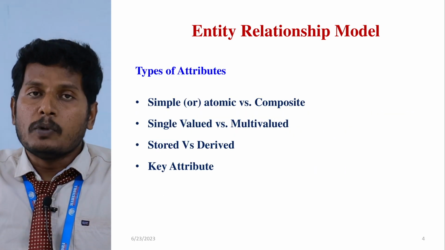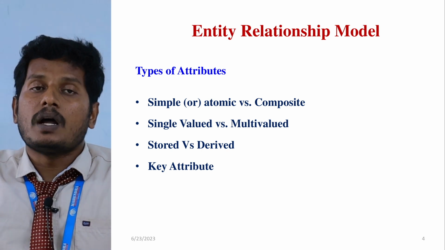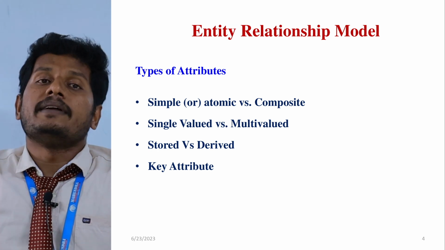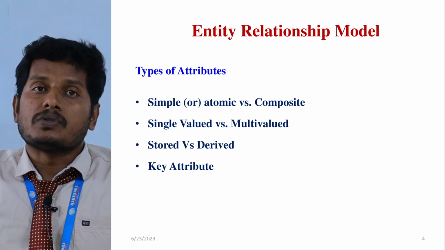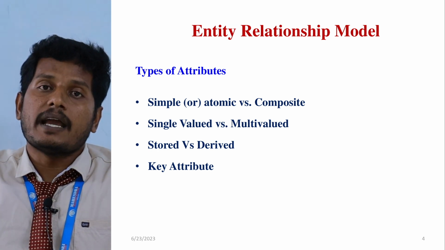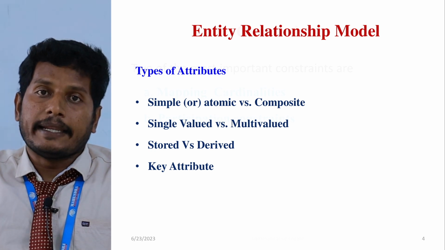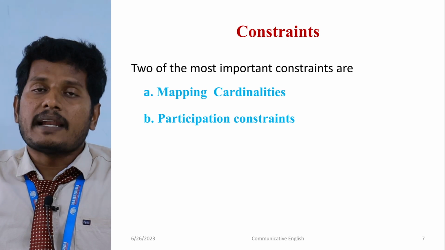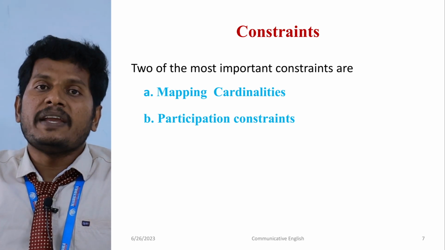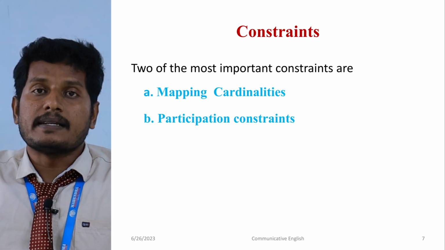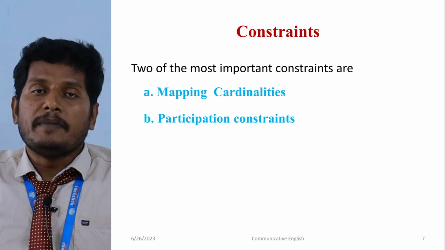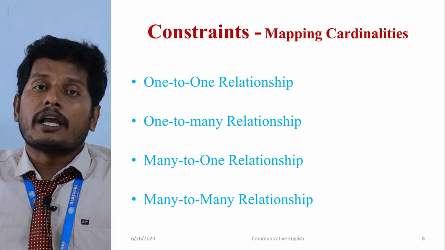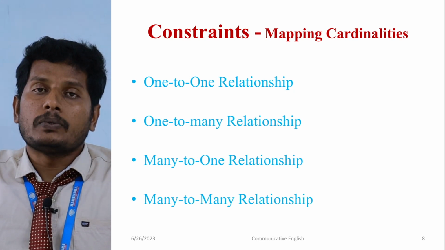Attributes also can be classified into some other categories: simple attributes, multi-valued attributes, composite attributes, derived attributes and key attributes. These are how to represent the attributes based on the category. Next one is what are the constraints in ER model. The constraints can be classified into two categories: mapping constraints and participation constraints. Constraints have some limitations. Mapping constraints are otherwise called mapping cardinalities. How to map between one entity to another entity?